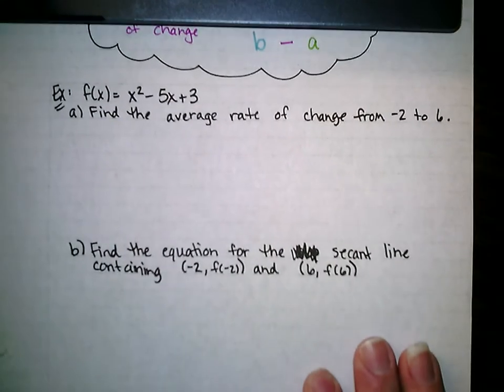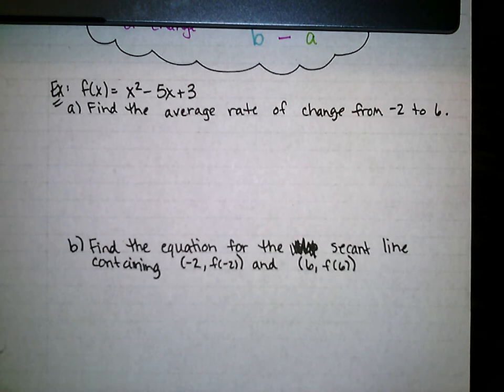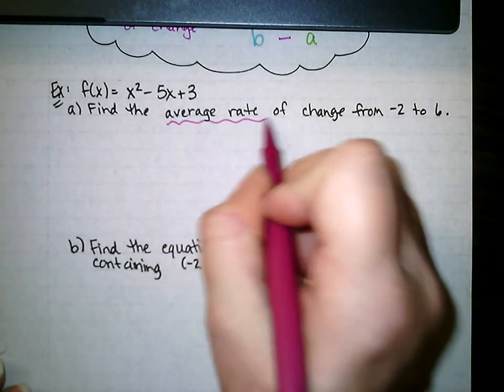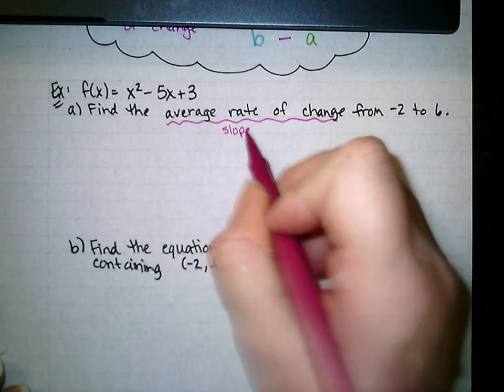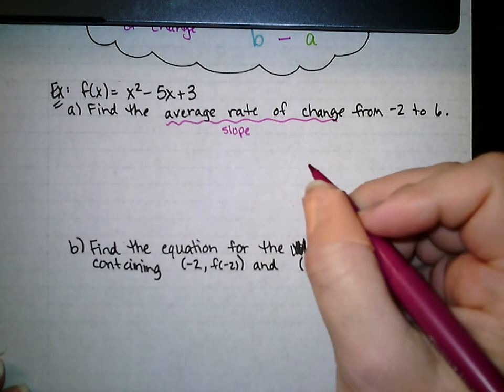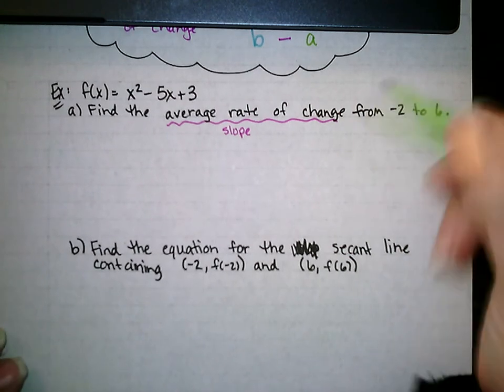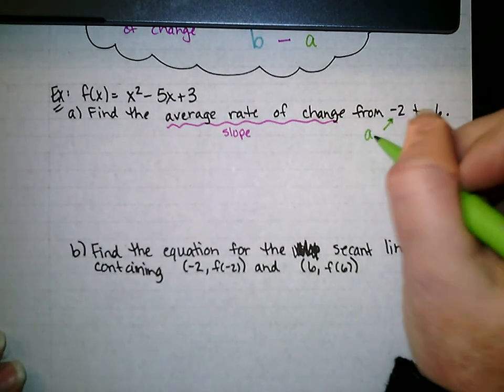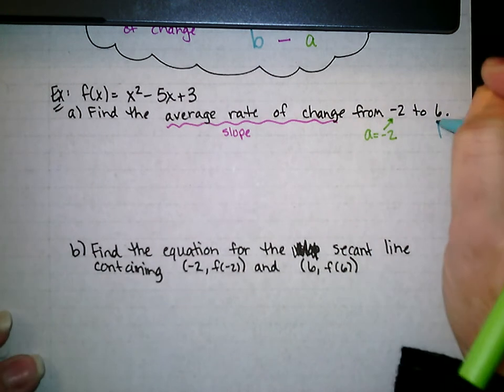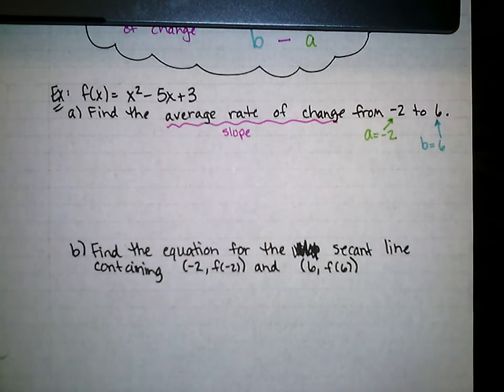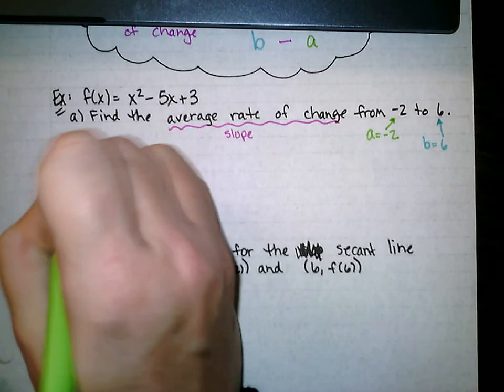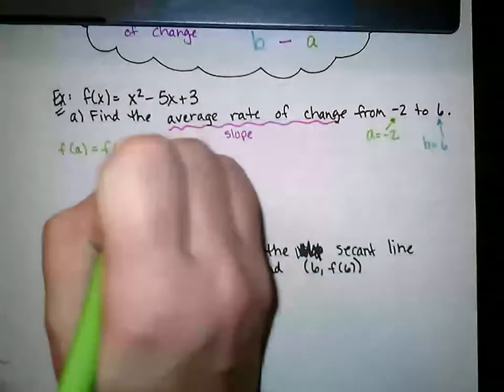One of the hitches is that they're giving me a function and not just two ordered pairs. So we have to generate our own function. So they're asking me here to find the average rate of change. That means the slope. We're going to be doing f of b minus f of a divided by b minus a. So we need our two ordered pairs. Let's say this one is A and this one is B. So I need to find f of A, which would be f of negative 2.